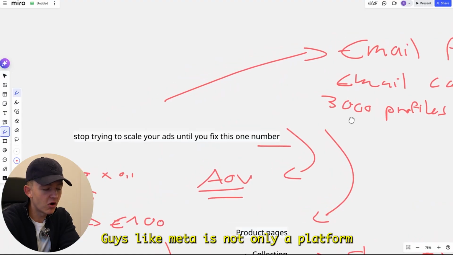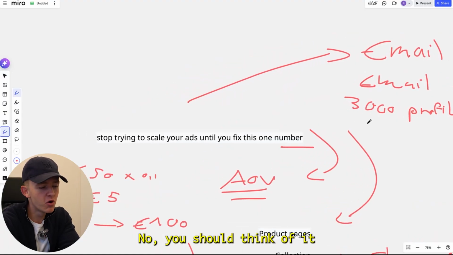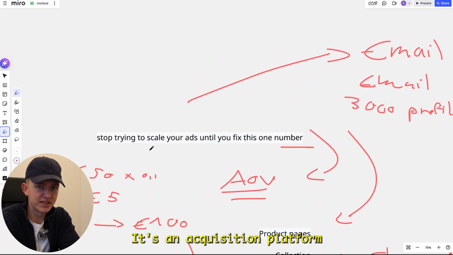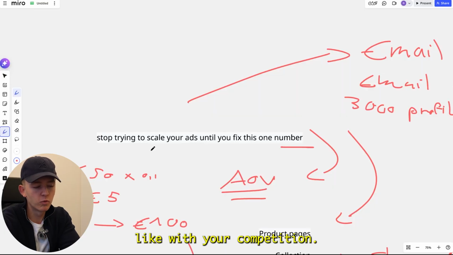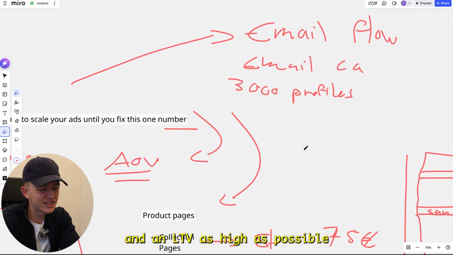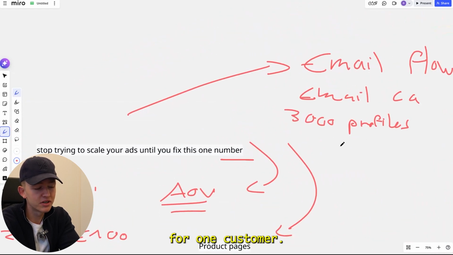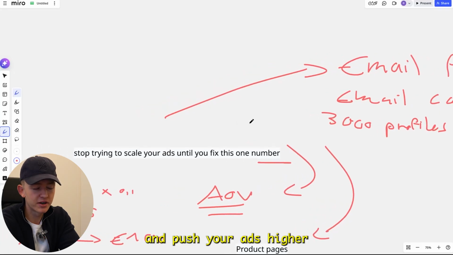Meta is not only a platform to just advertise and push your ads out and just scale a bit. No, you should think of it like, okay, it's a platform to buy customers, right? It's an acquisition platform and it's a bidding war with your competition. So you should have an AOV and an LTV as high as possible so you can spend more money for 1 customer, still be profitable and push your ads higher.